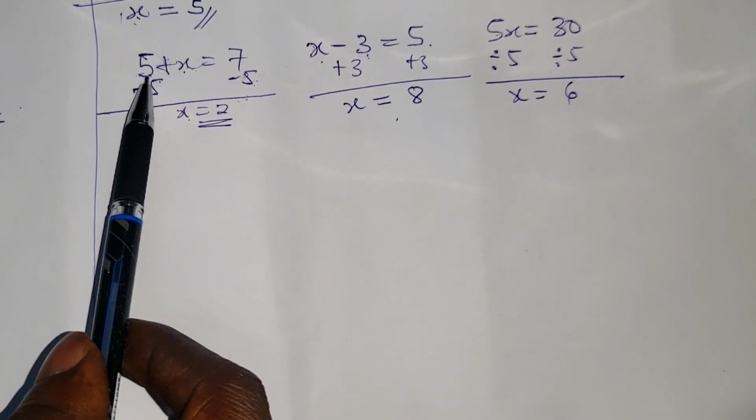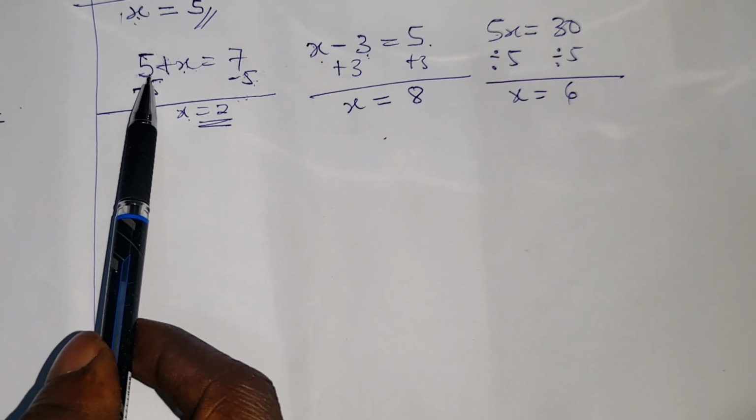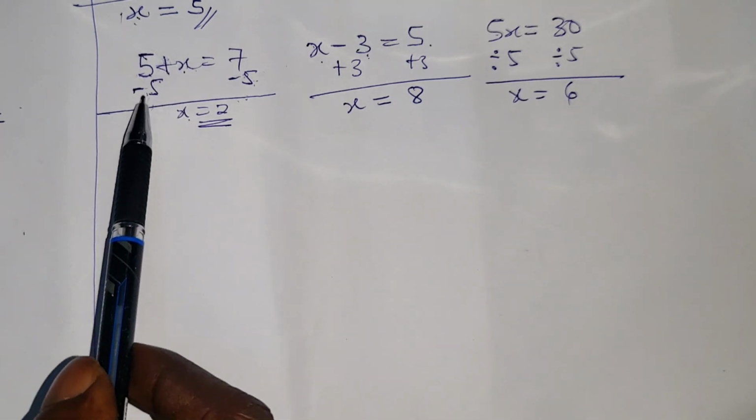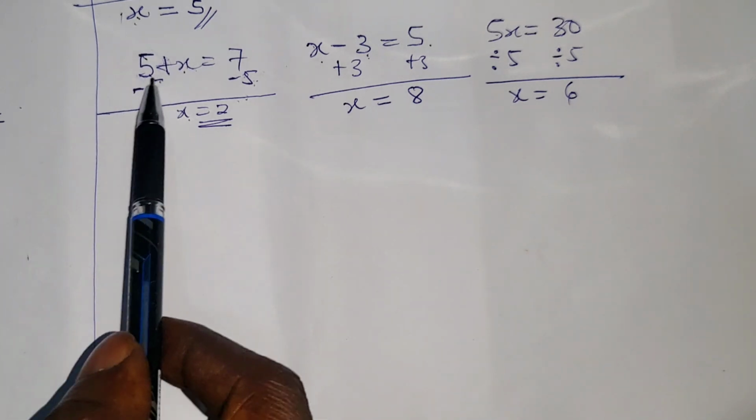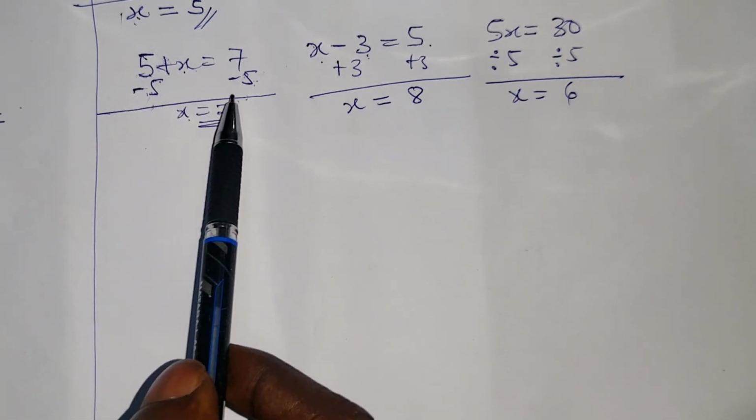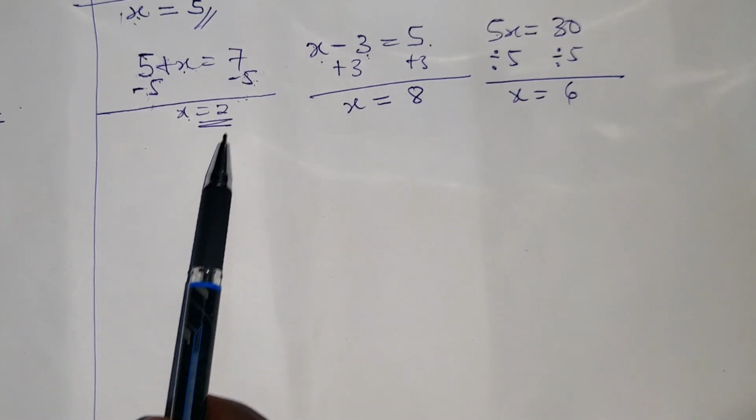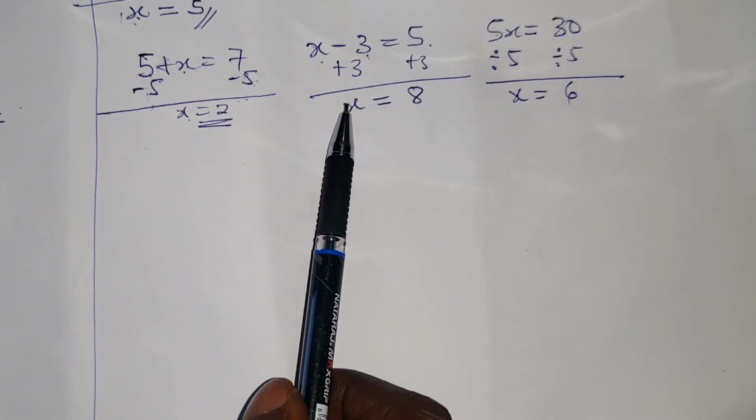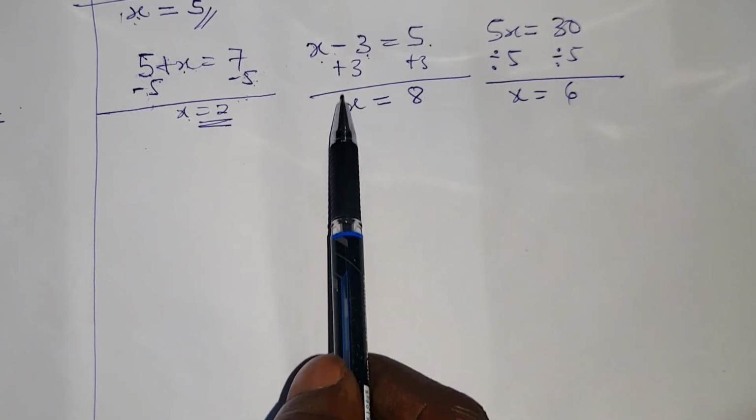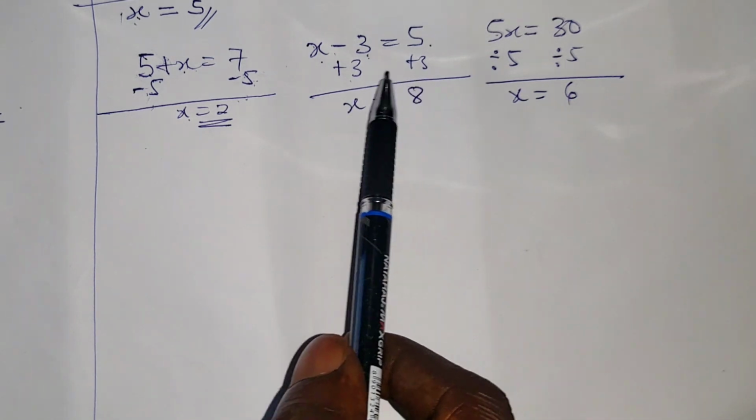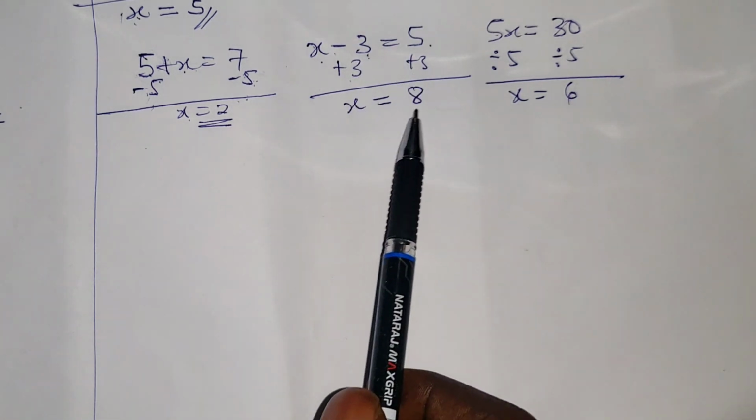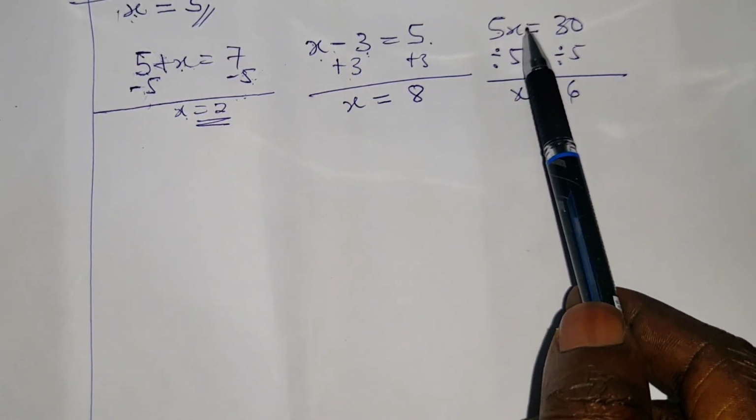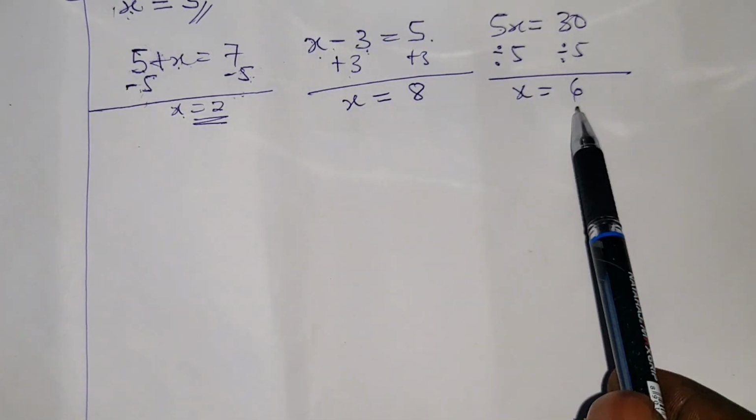We realize that the operator connecting the 5 and the x is addition. So we use the opposite of addition, which is subtraction. Take away 5 from here, and don't forget to do the same thing on the other side. And you get x to be equal to 2. For this one, the operator is subtraction, so you have to add, and when we add the same number to both sides, we get 8. In this case too, they were multiplying, so when we divide, we get 6.